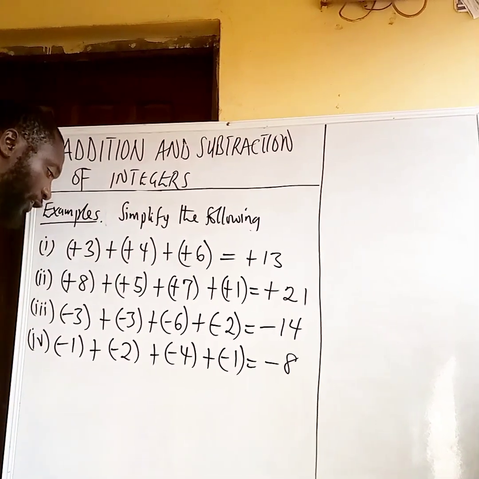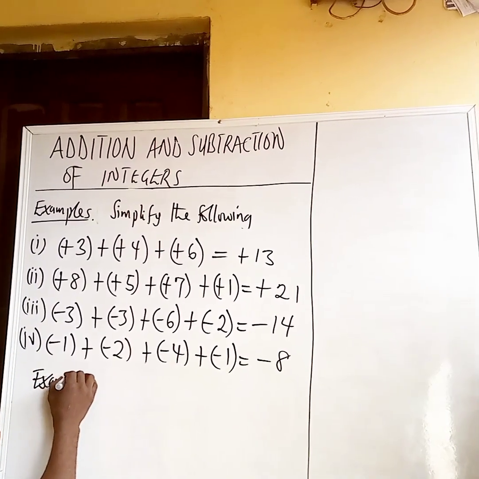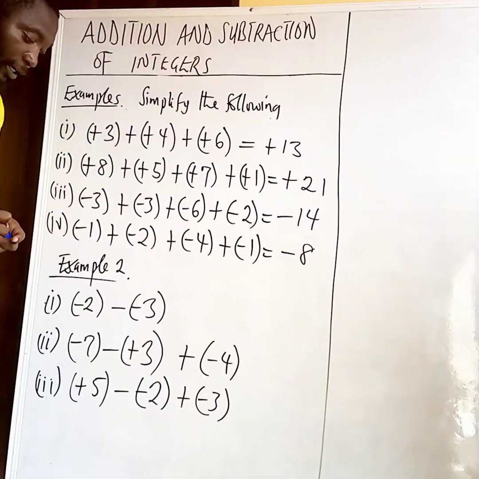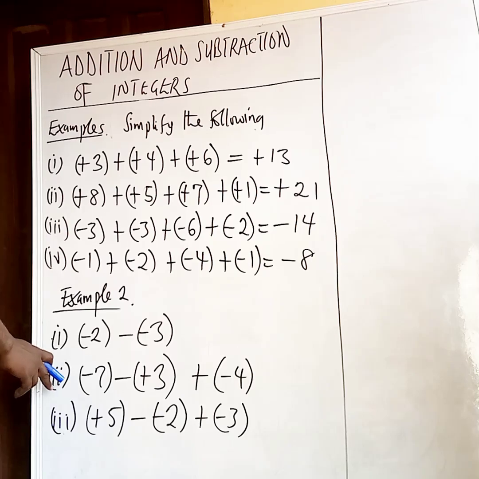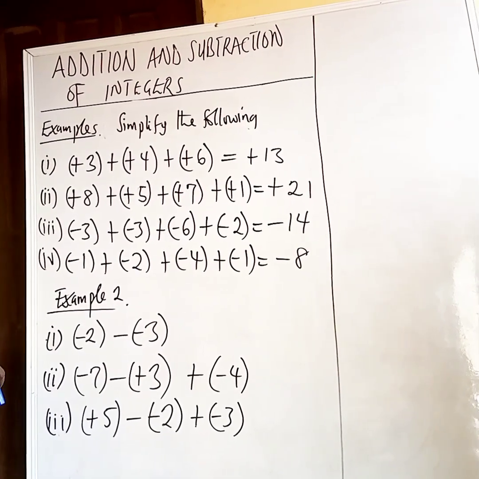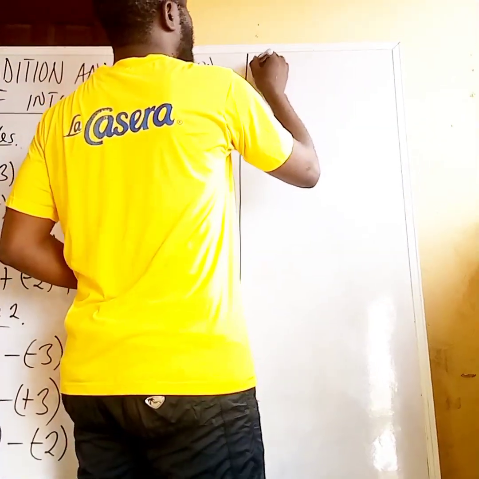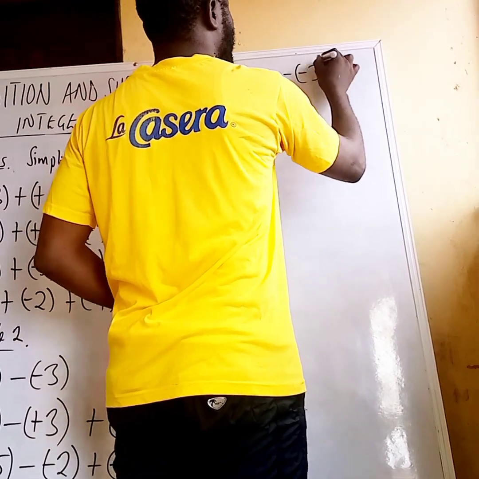So now for this second case, example 2. This method, as I said earlier, is what you are going to use for any question under addition and subtraction of integers. Now let's look at the first example here. The first one we have is -2 minus -3.